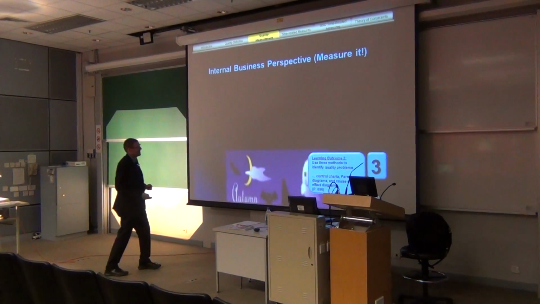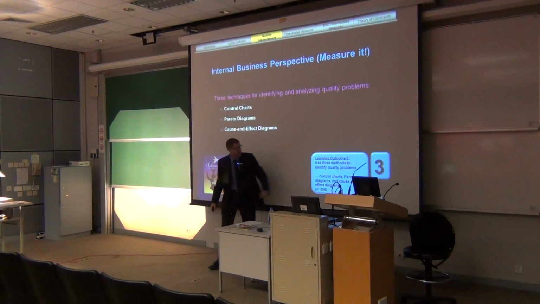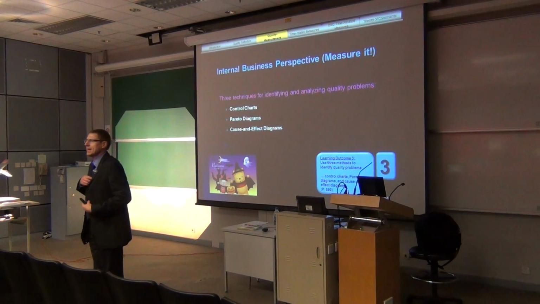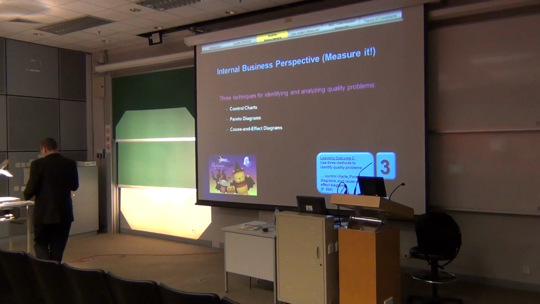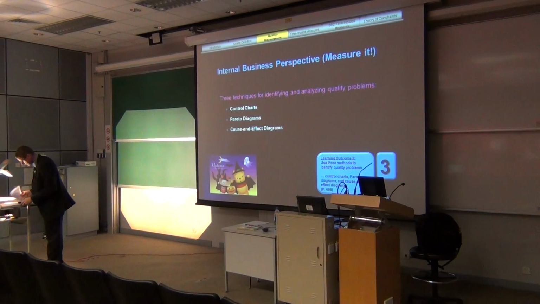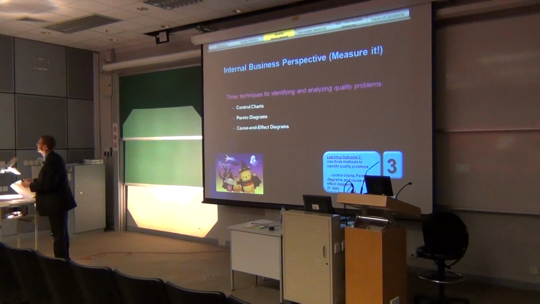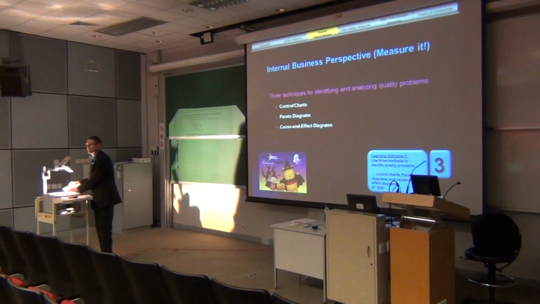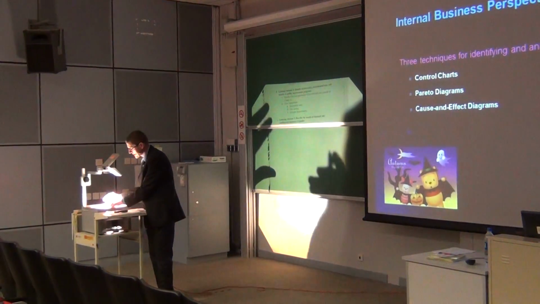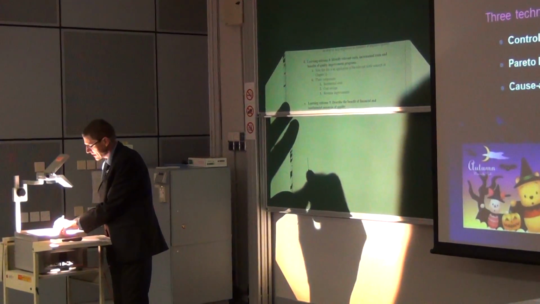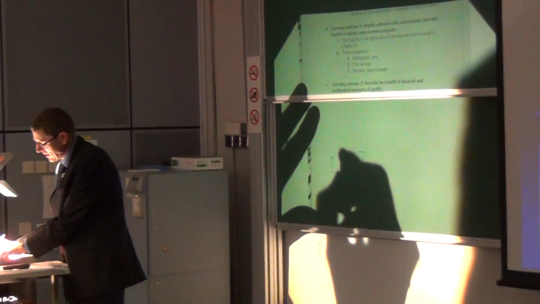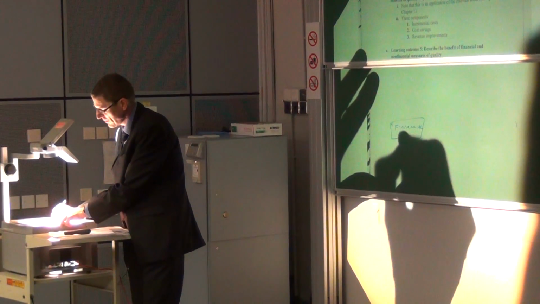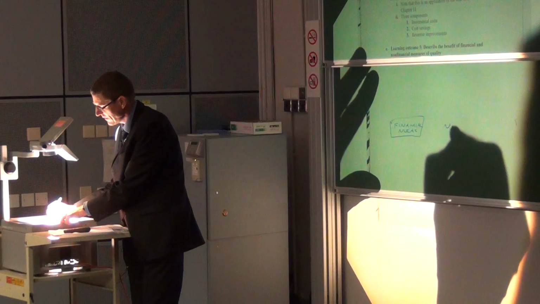Internal business perspective. Learning objective 3: three methods to identify quality problems. Okay, here's the deal, people. Are you ready? Turn to one of your early slides, just a short summary of what I'm talking about. You have financial measures. You have non-financial.